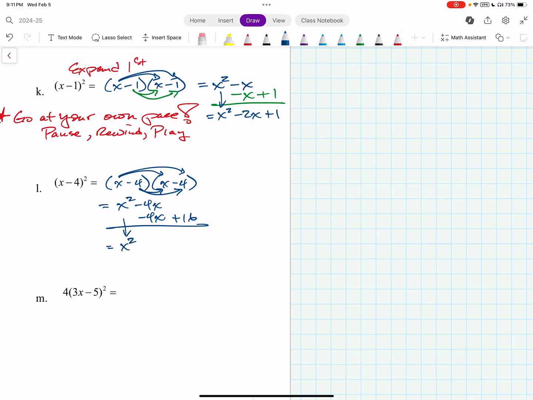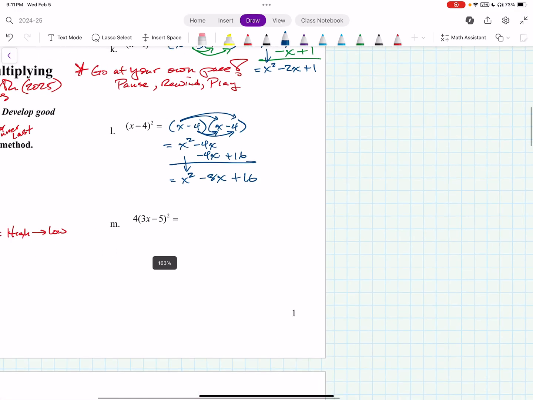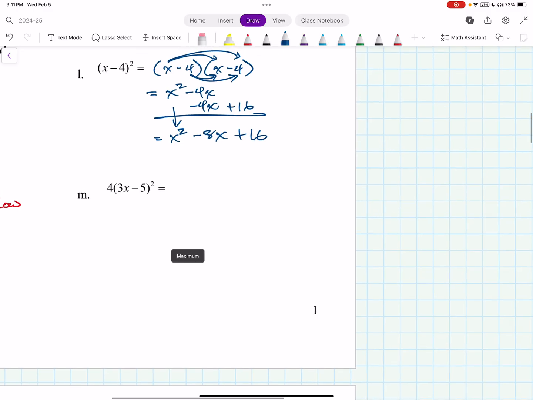So what do we get? We get x squared first. A minus 4x and a minus 4x is a minus 8x, because you're subtracting 4x first, then you subtract 4 more, so subtracting 8 in all, right? And then you get 16, the constant. Those are called constants, okay? Non-variable terms.